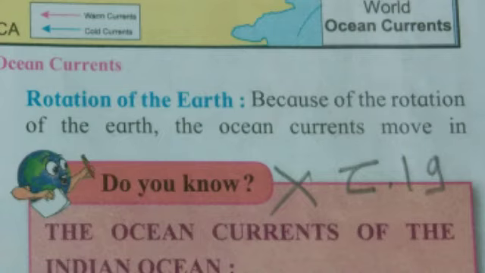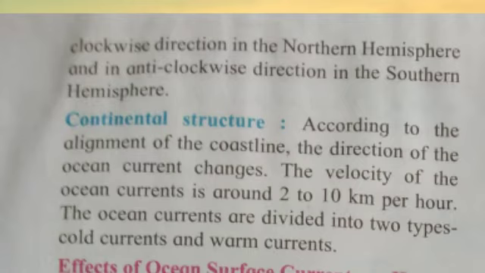Rotation of the Earth. Because of the rotation of the Earth, the ocean currents move in clockwise direction in the northern hemisphere and in anticlockwise direction in the southern hemisphere. Continental structure. According to the alignment of the coastline, the direction of the ocean current changes. The velocity of the ocean currents is around 2 to 10 km per hour. The ocean currents are divided into two types, cold currents and warm currents.